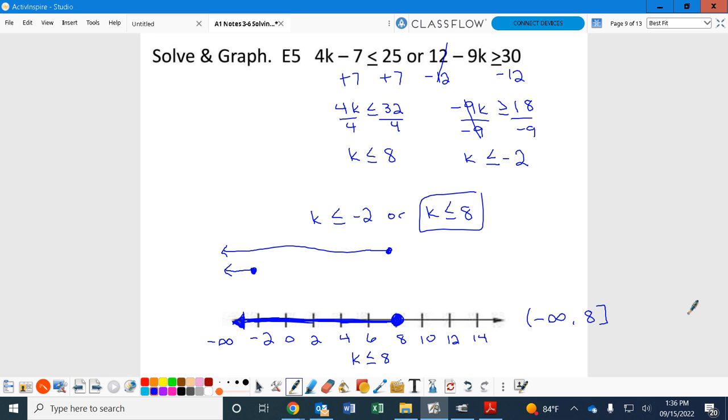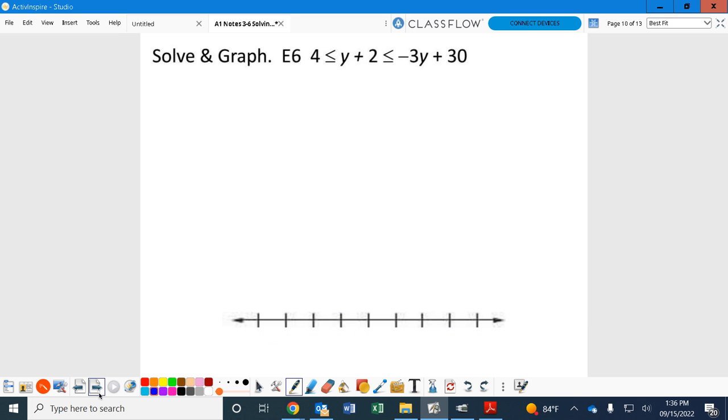Hey, this is the last one to solve, guys. The last two are just interval notation. So here we go. This is an and. You're going to need to separate it. It's going to be 4 is less than or equal to y plus 2, and y plus 2 is less than or equal to negative 3y plus 30. Guys, did y'all see what I did? I split it and made it on both sides. I took y plus 2 over here, y plus 2 over here, and I put and in the middle.